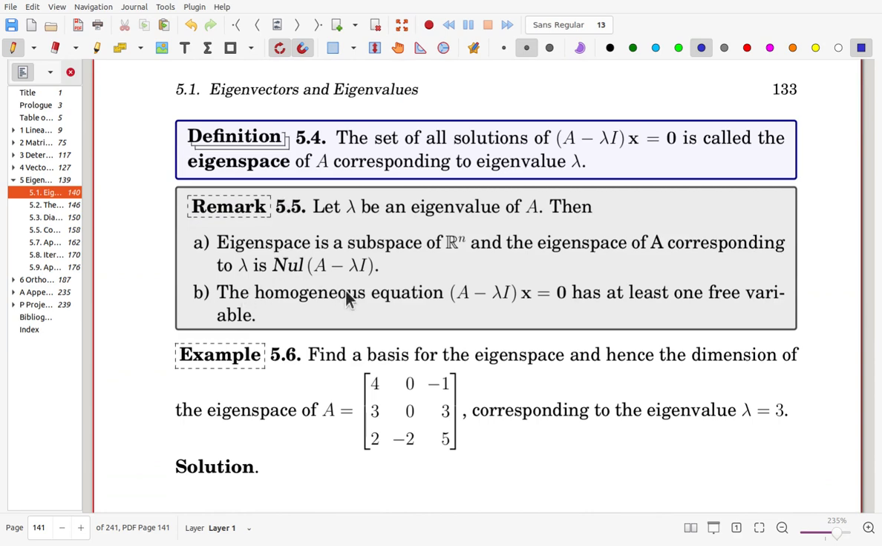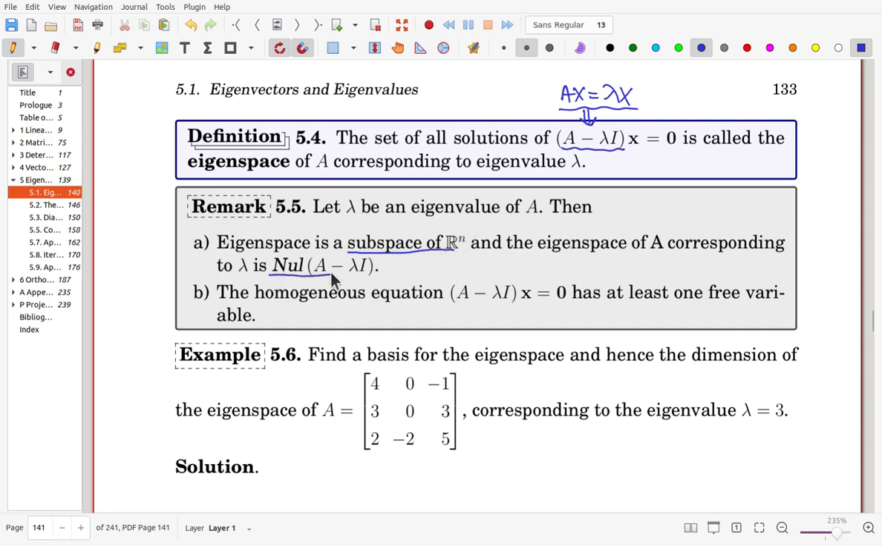The set of all solutions of (A minus lambda I)x equals 0 is called the eigenspace of A corresponding to eigenvalue lambda. It starts from Ax equals lambda x, right? That is the definition of eigenspace. If lambda is an eigenvalue of A, then the eigenspace is a subspace of R^n because it is a null space. We try to get the solution so that eventually the eigenspace is a null space. Null space is a subspace. We already know that. So the eigenspace is a subspace of R^n.